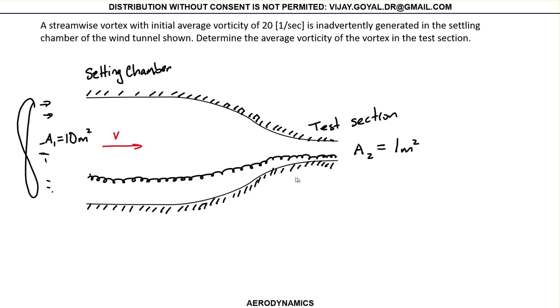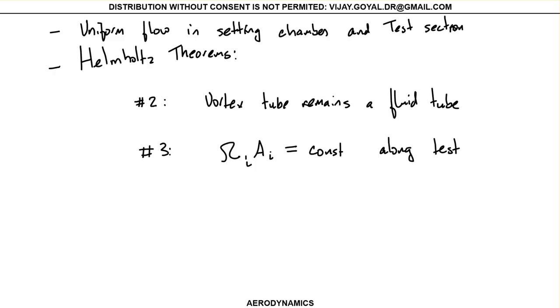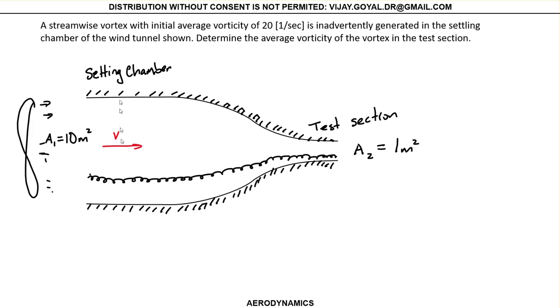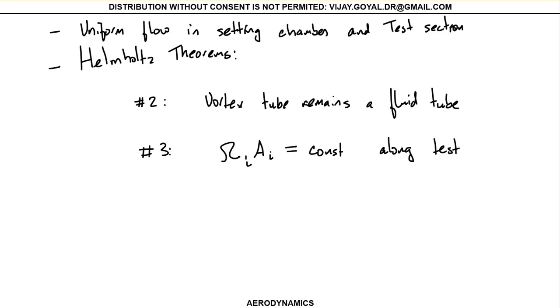So before we move on, we have to understand what theorems I have to use. The first theorem that I know I have to use is that I'm going to assume in my problem there's a uniform flow in the settling chamber. So in the settling chamber and the test section, the flow is completely uniform. There's no turbulence, nothing happening here.